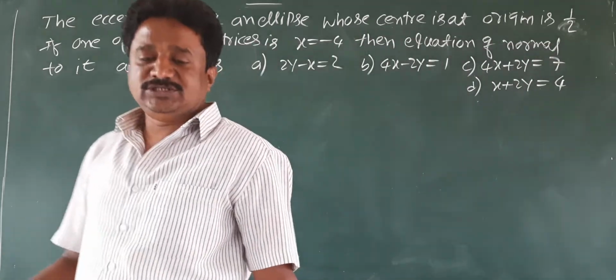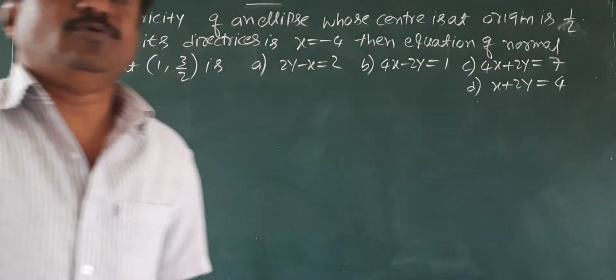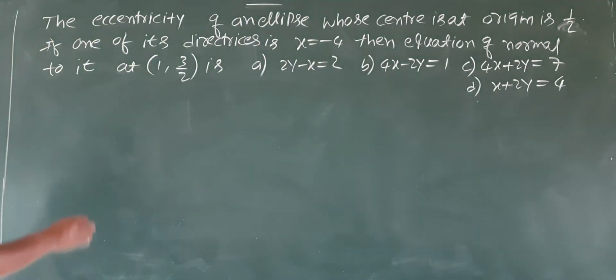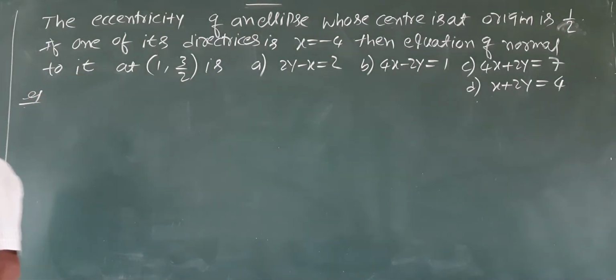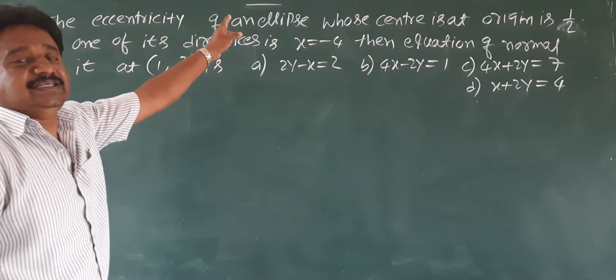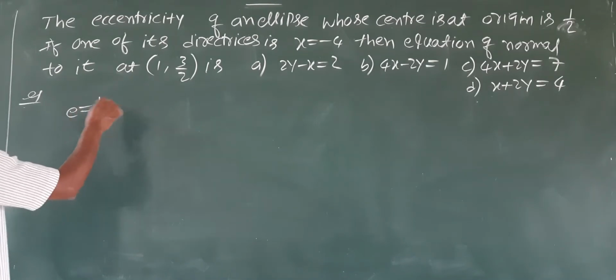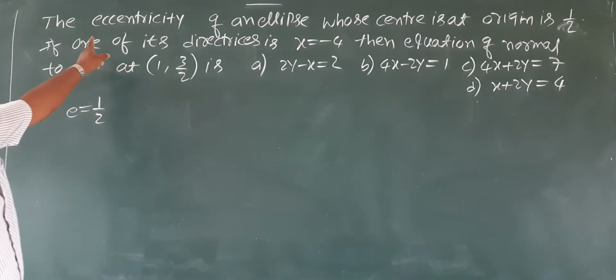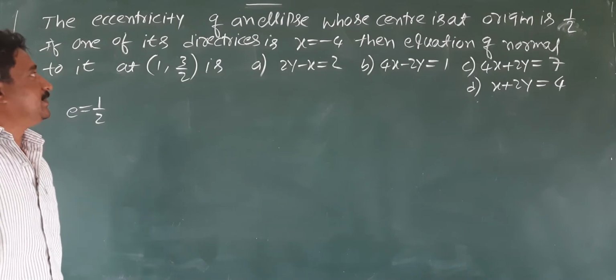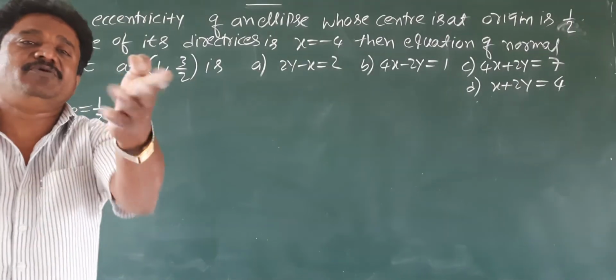Let us solve this one more simple question, students. The solution is: this is about an ellipse. The eccentricity of the ellipse is given, that is e equals 1 by 2. One of its directrices is given. You learned that very well in your first video.